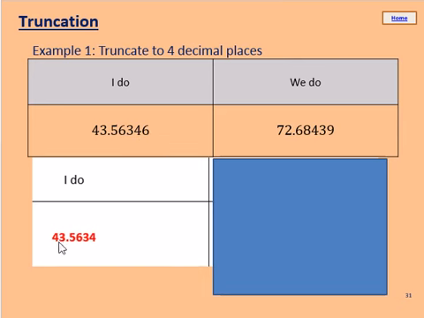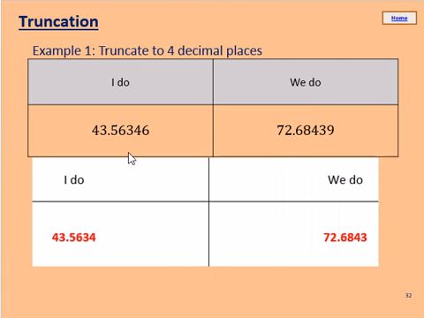So our answer is 43.5634. Notice how this is a 6 and you might want to round up this 4, but that's not the case. We're truncating. So everything after 4 decimal places we ignore. So ignore this 6 and we keep the first 4 the same. Please pause the video here, copy that down and then truncate the we do to 4 decimal places. So remember, ignore everything after 4 decimal places.